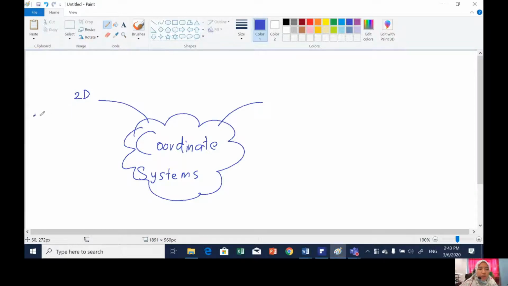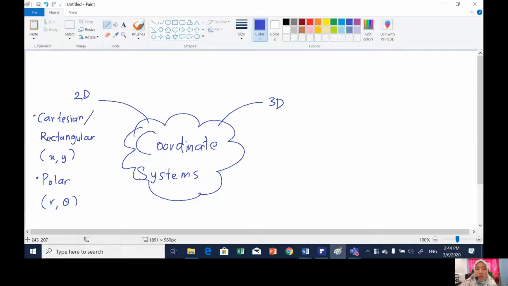So we have the Cartesian, that is also known as the rectangular coordinate system, that is denoted by x, y. Then we have another one, the polar coordinate system, that is known as r, theta. And we have three-dimensional.